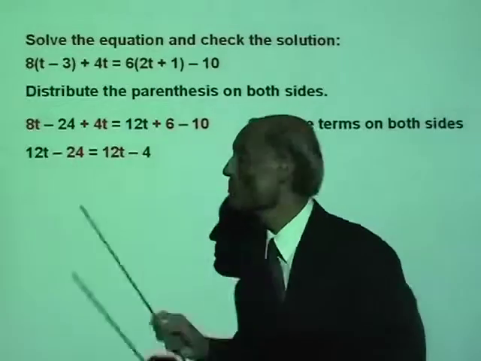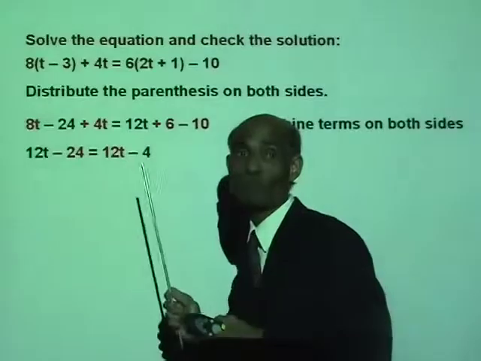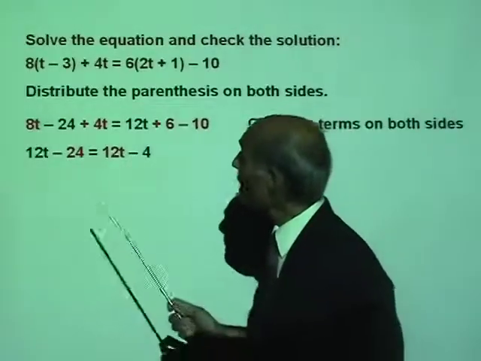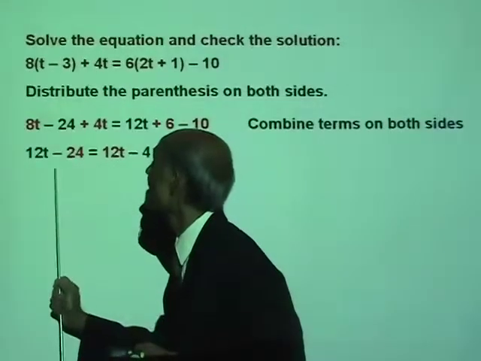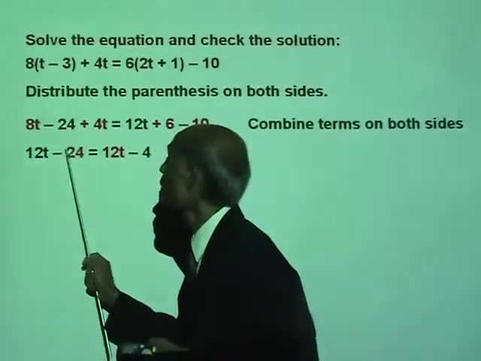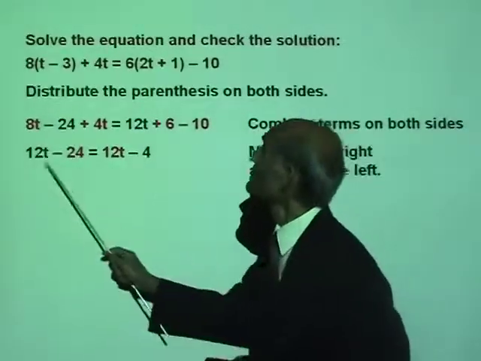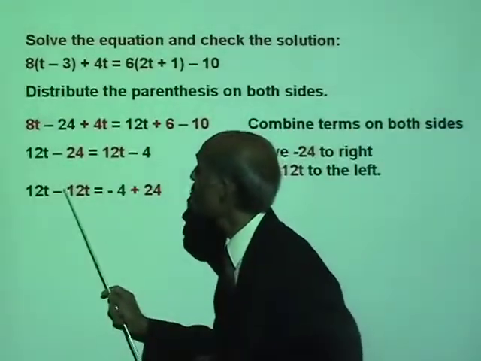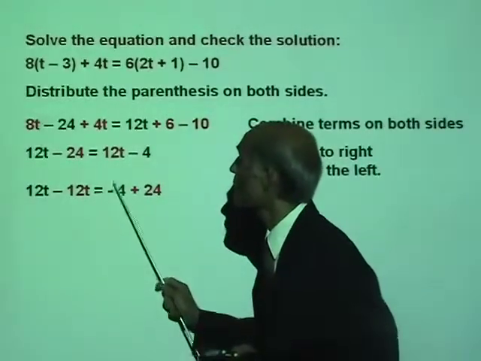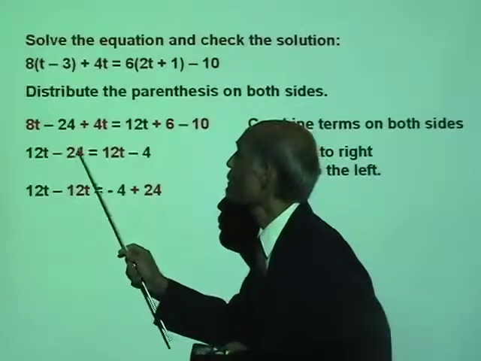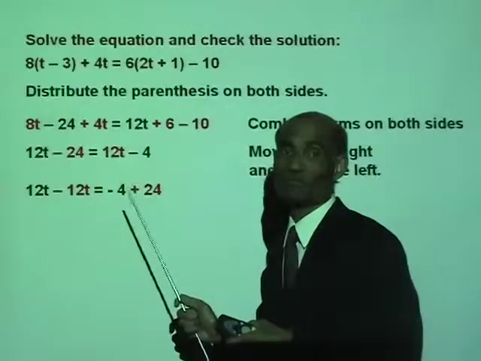What will be positive 6 minus 10? It's negative 4. In our next step, we will move the 12t from the right to the left and negative 24 from the left to the right. And that will be 12t minus 12t equal to the negative 4 is already on the right. The negative 24 from the left becomes positive 24.